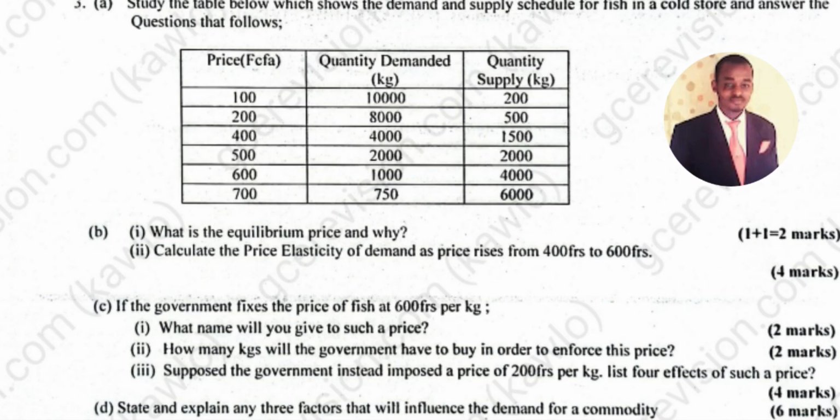So from the table, you can see the 400 francs to 600 francs. So they say we should calculate it. So the next one, it says that if the government fixes the price of the fish at 600 francs per kilogram, what name will you give to such a price? So right now, without wasting time, let me show you how to do this.